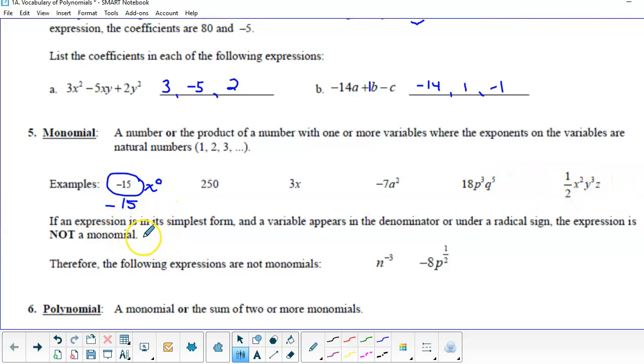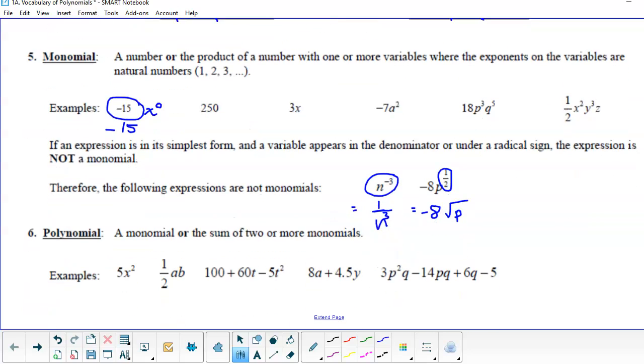Now, what is not a monomial, even though it's a single term? If you take a look at this, remember when we learned about negative exponents, that's the same as 1 over n cubed. So a monomial technically does not have variables in the denominator. Same thing here. Remember we learned about an exponent of 1/2. This is equal to -8 times the square root of p. So even though it's one term, technically it's not a monomial.